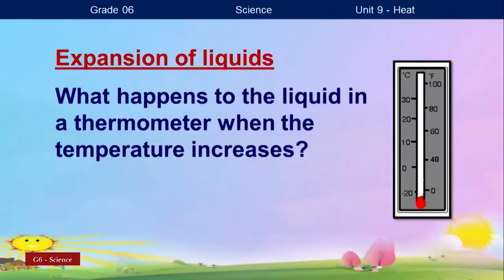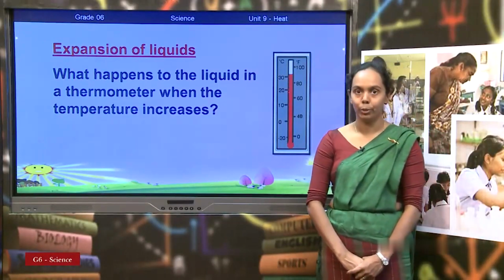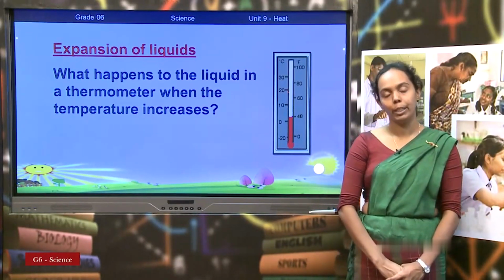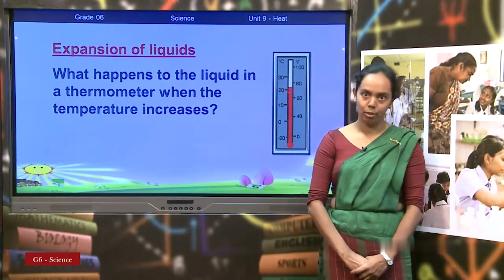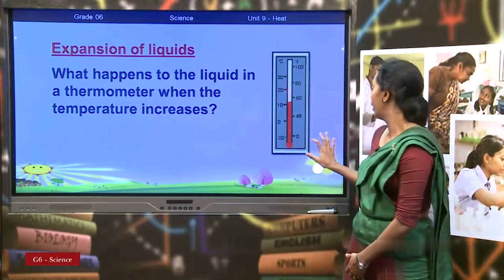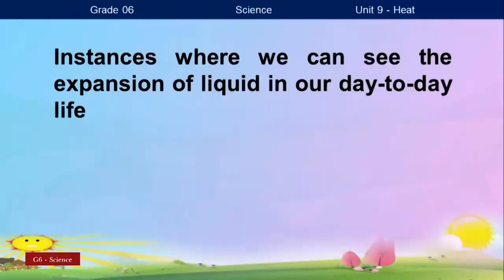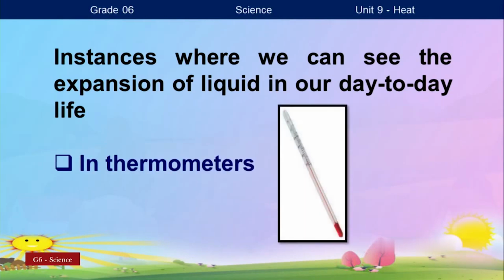You know, this bulb of the thermometer is filled with liquid. When we supply heat, the liquid inside the bulb of the thermometer absorbs the heat. Having absorbed heat, the liquid increases in volume. An increase in the volume of a liquid we call liquid expansion. Here you can see the expansion of liquid. Now we will see instances where we use the expansion of liquid in our day-to-day life. Already you know that in thermometers we use the expansion of liquid.